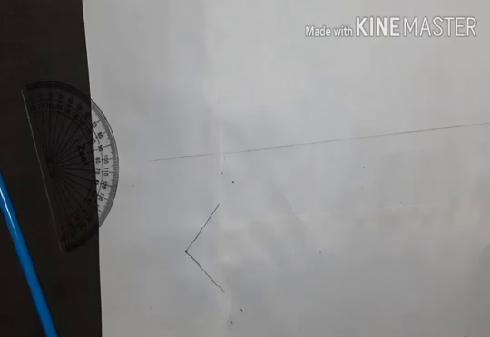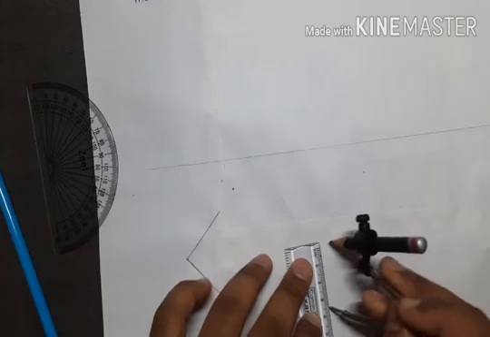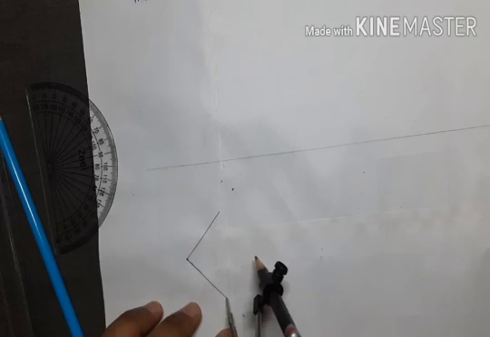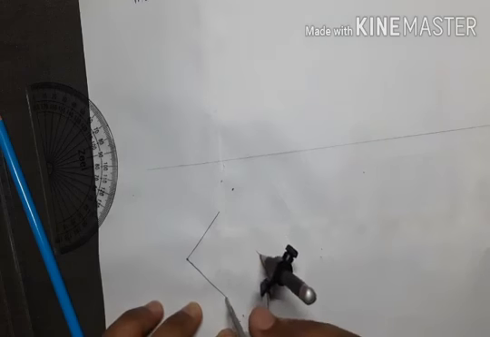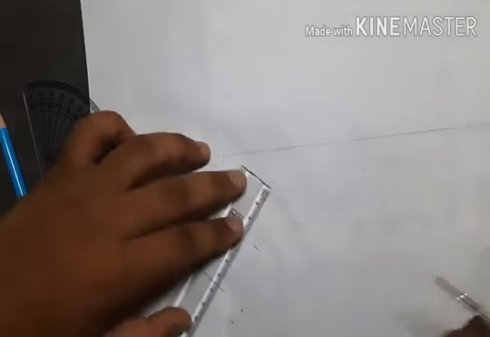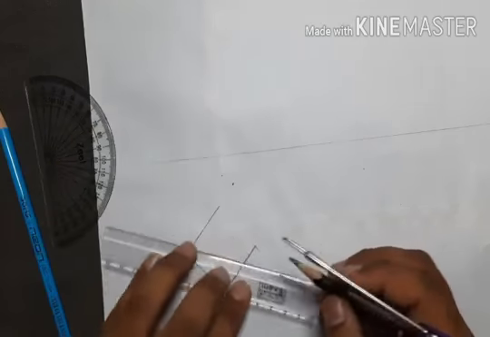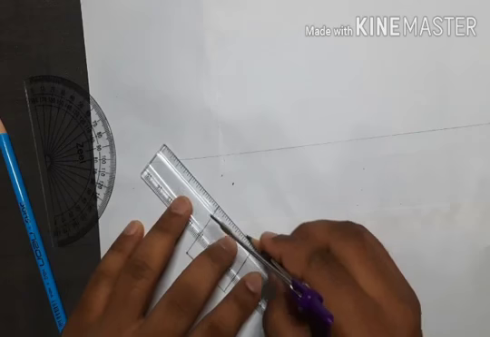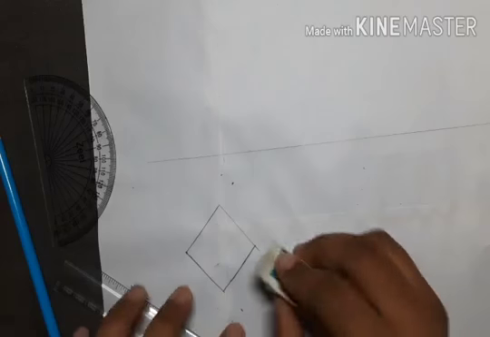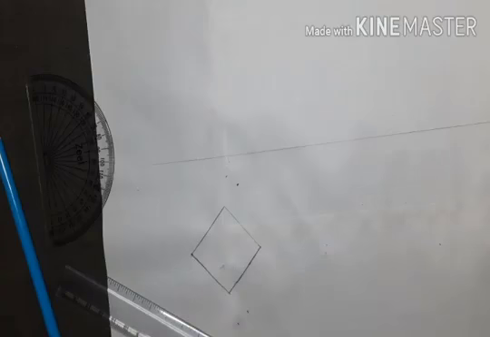Next, you can take your compass and take 35. So this is a square prism in the top view. This is not a standard procedure. You can draw whichever method you are comfortable.